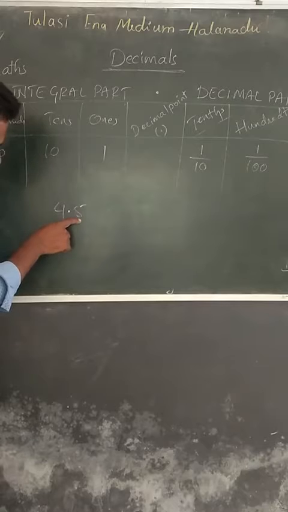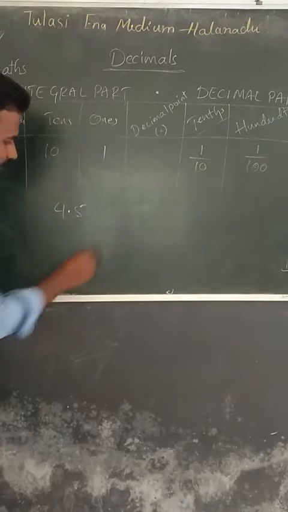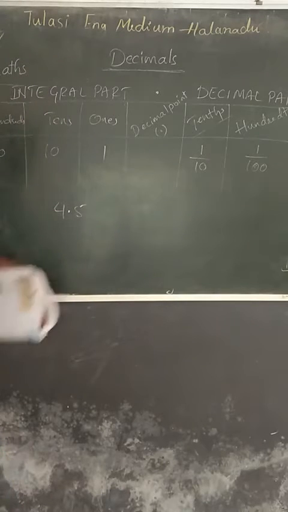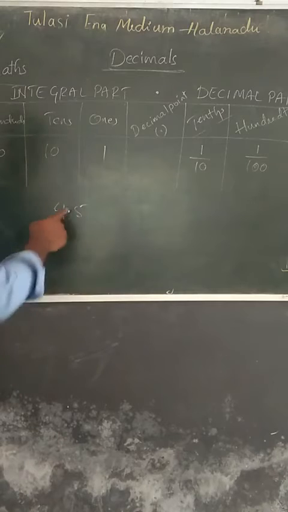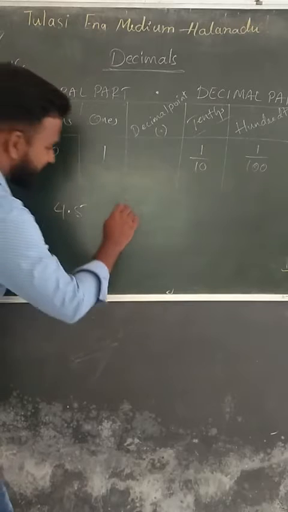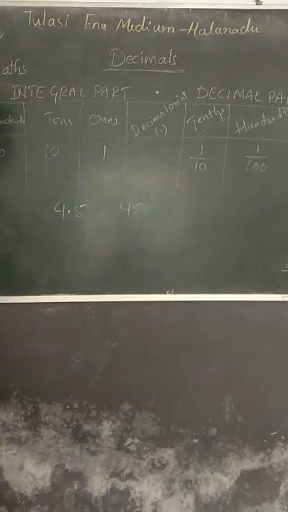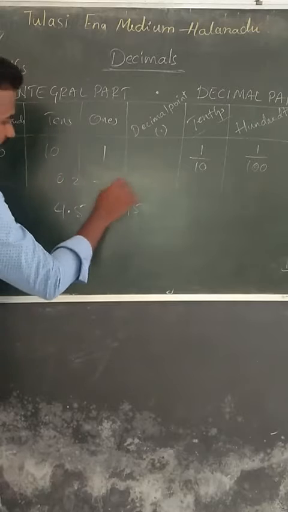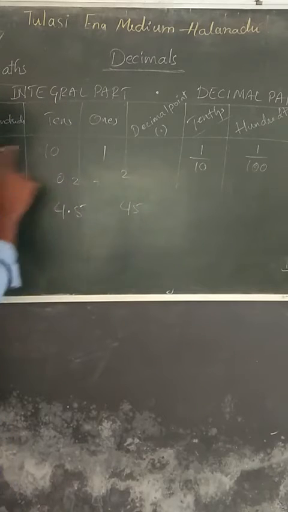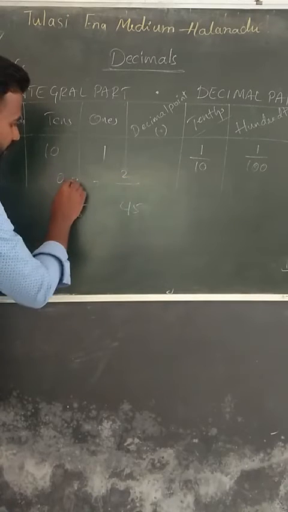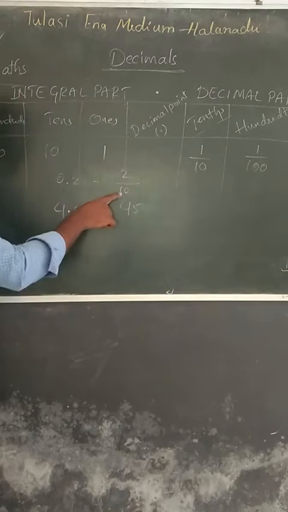5 is in the 10th place. So while converting decimals into fractions, one thing you have to keep in mind is that you have to remove the decimal point and write the digits as they are. For 0.2 also, I am writing 2, and 2 is in the 10th place, so I am writing 10 as the denominator.